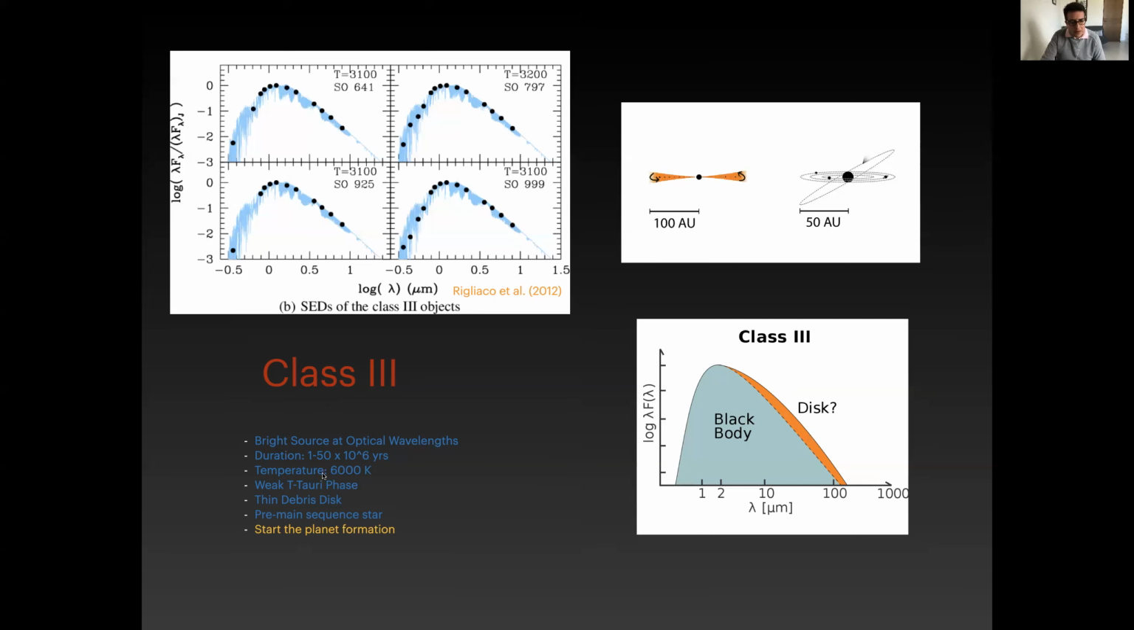The temperature is something around 6,000 Kelvin, which is more or less the temperature of the atmosphere of the sun. There is some kind of thin debris disk, and the most important thing is that people actually think that in this phase we start to have planet formation. This is what people already thought. Many reviews mention that maybe in this phase is when planet formation starts, and you have most of the different phases of this planet formation in this step.